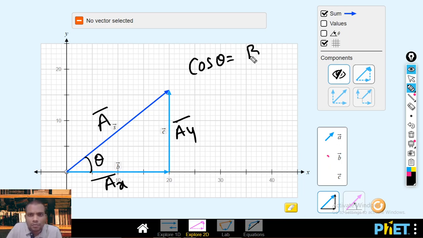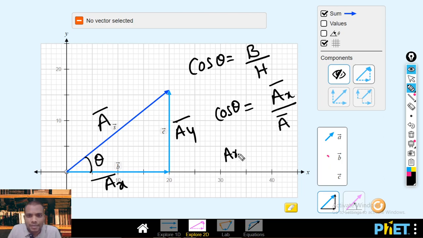Cos theta equal to base by hypotenuse. Here, base value is equal to how much? Base value equal to ax bar. By hypotenuse, what is it called? A bar. And cos theta comes as it is. So now ax vector equal how much? A cos theta. See, we got ax vector in terms of a. Now I can write ax vector equal to how much? A cos theta. This is how simple it is.